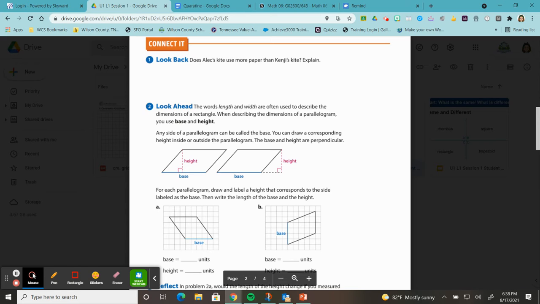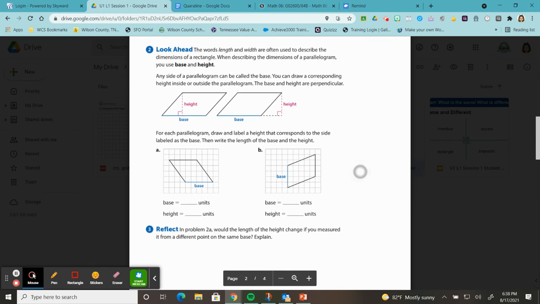And we should have decided that no, Alec does not use more paper for his kite. And the reason why is that both models have the same area. So in order to cover that area, you need the same amount of paper. Let's take a look at number 2.